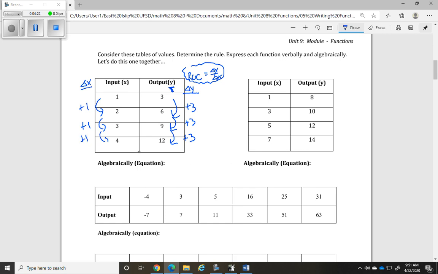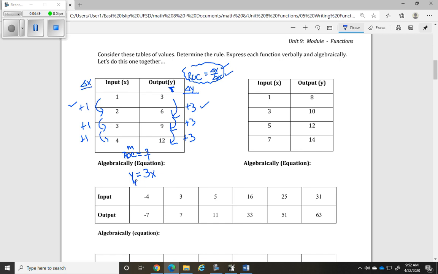So I would say that the rate of change for this table, remember, it's the change in y over the change in x, so it's going to be 3 over 1 the whole way through. Since it's 3 over 1 the whole way through, we know it's linear. So the equation would be y equals 3x, because the rate of change is like your slope.